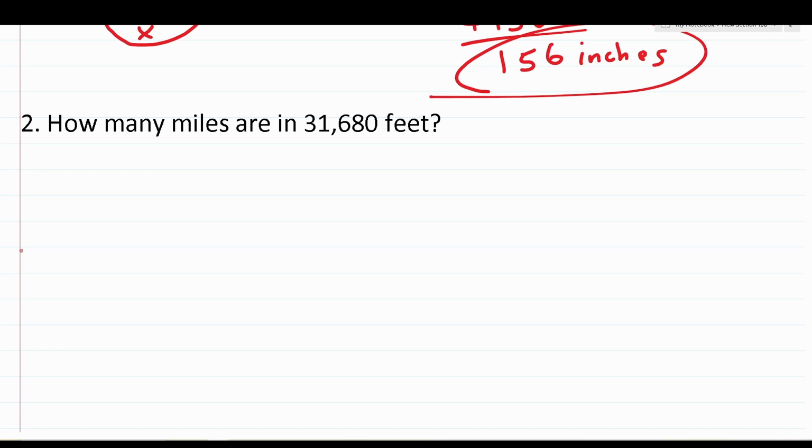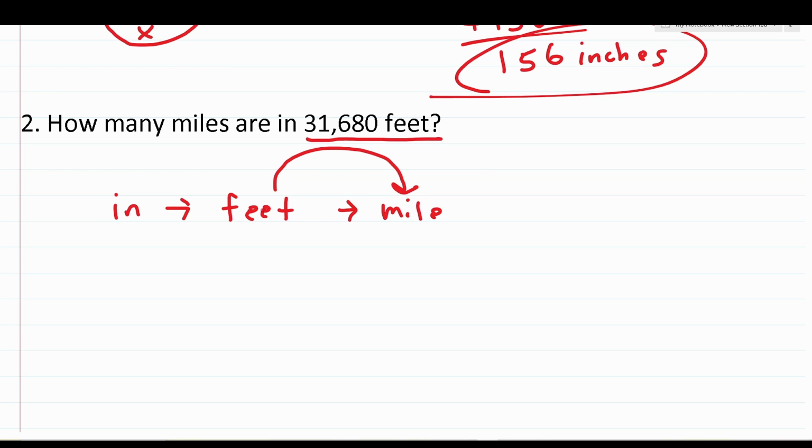All right, so the second question says this: how many miles are in 31,680 feet? Again, we're talking about linear units, and as far as that goes, we know we have inches, feet, and then miles. In this case, we're being asked to convert 31,680 feet to miles. That is to say, we're going from a small unit to a bigger unit. So we're going to be dividing. What are we going to be dividing by? Well, you have to know that there are 5,280 feet in every mile.